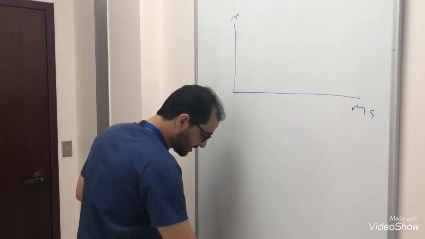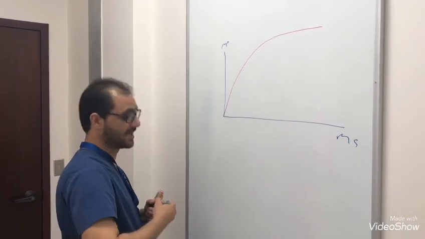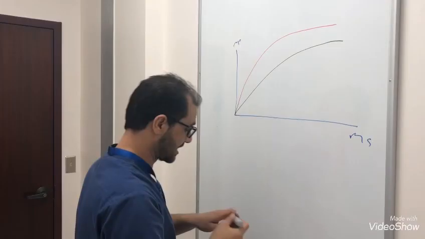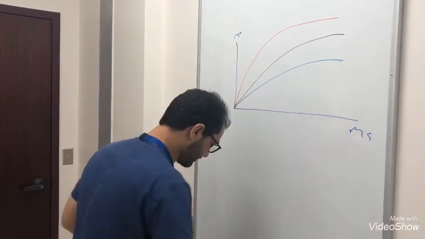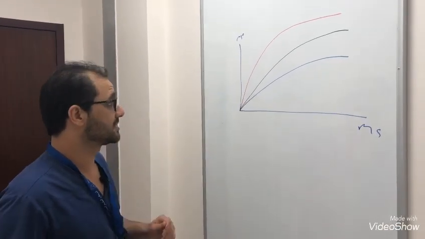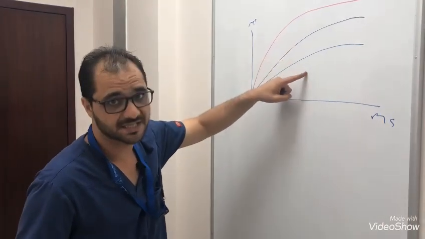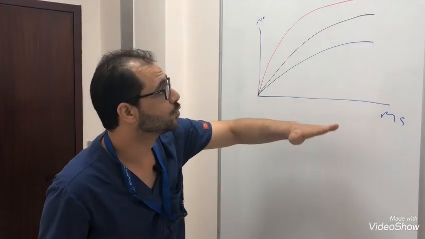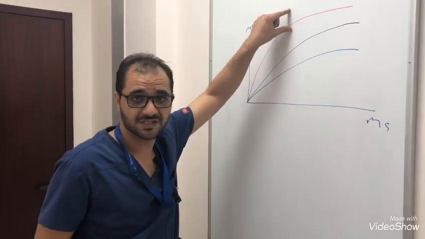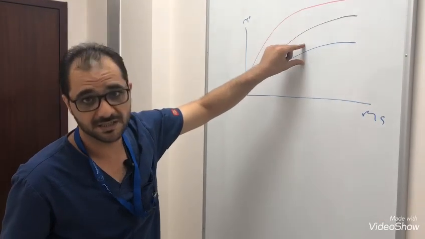I will have fat, I will have gray matter, I will have CSF. Okay, fat, gray matter, CSF. When I look at this, we have to know the fat is faster than the gray matter, and gray matter is faster than the CSF. What is fast? Fast to lose its energy. It means fat will lose the energy faster than gray matter, and gray matter faster than CSF.